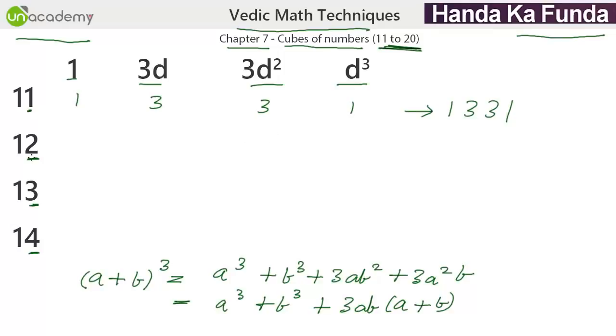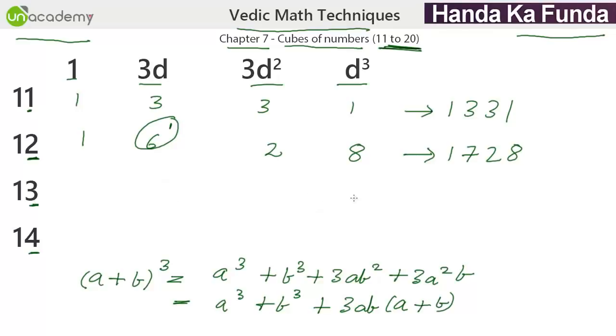Let's try again with 12. What is the cube of 2? 8. 2 square is 4, into 3 is 12. So 2 and a carryover of 1. 3 into 2 is 6. So I write down a 6 here and 1 is 1. So what is my final result? 1, 7, 2, 8. Why did I write a 7 here? Because 6 plus 1, the carryover, gave me 1728.